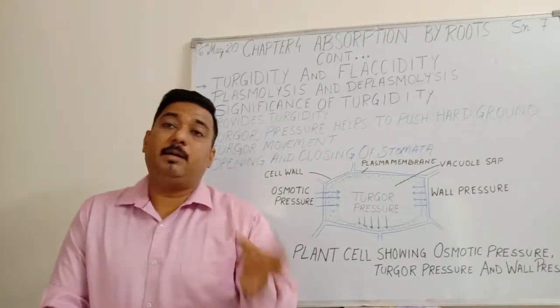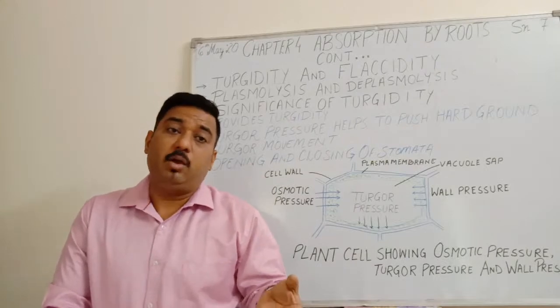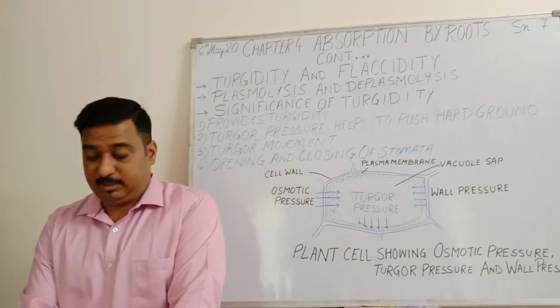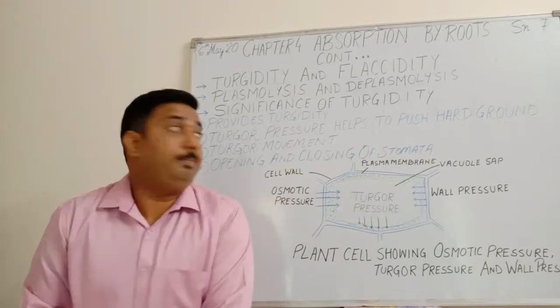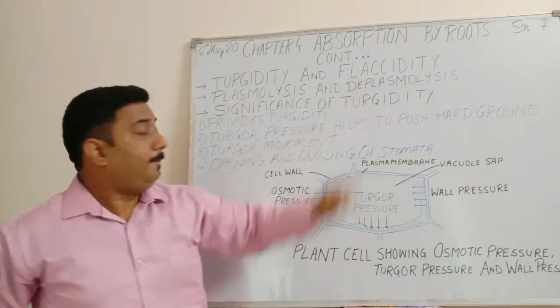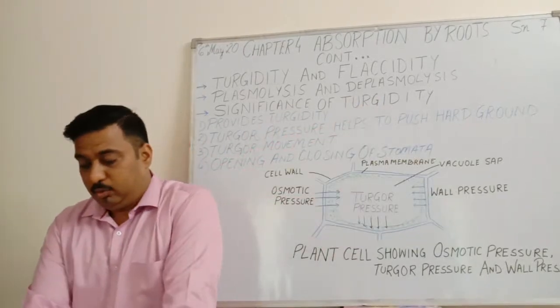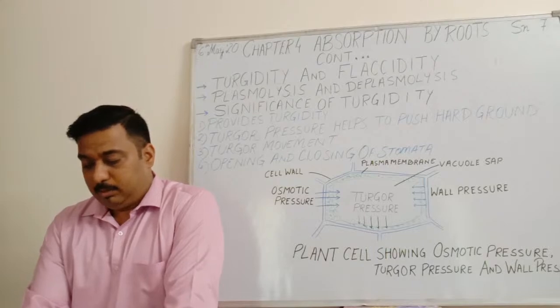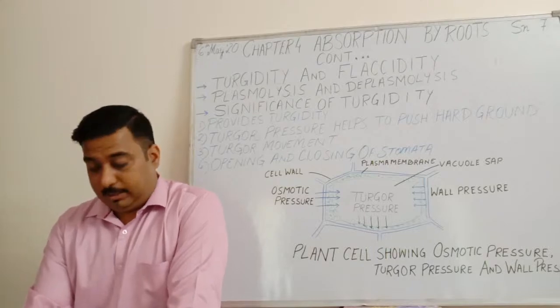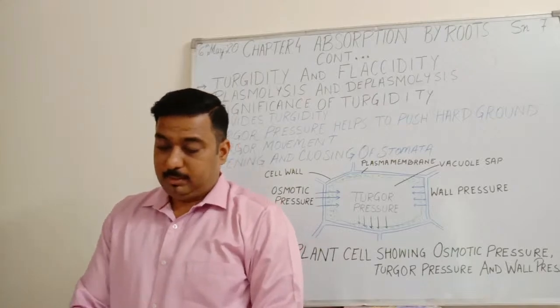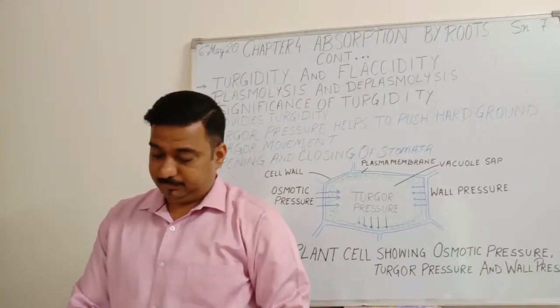So when the cell regains from its plasmolyzed condition, or from its flaccid condition, that is termed as deplasmolysis. Plasmolysis and deplasmolysis, that I have explained to you. This protoplasm again swells up against the cell wall, and this is called deplasmolysis.